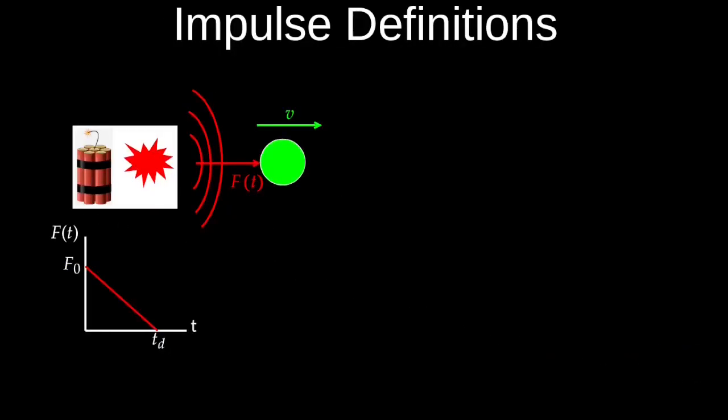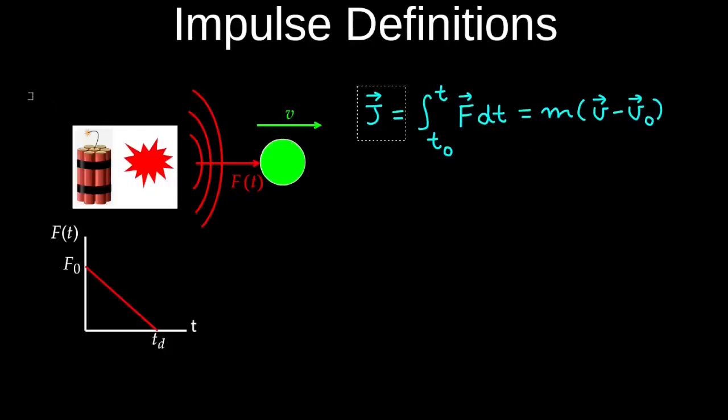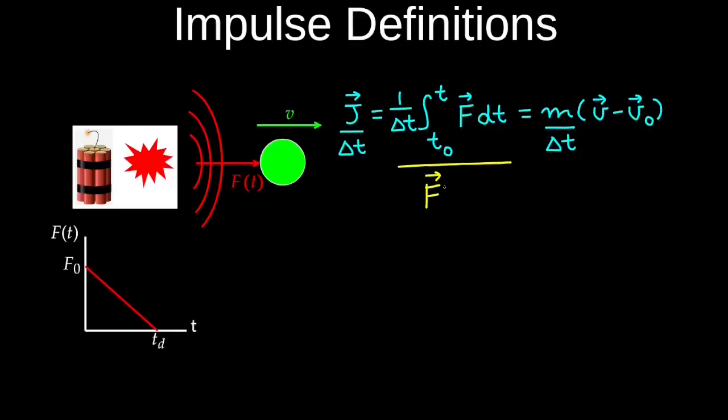We've previously defined an impulse as the integral of a force with respect to time in the context of a particle, and that was equal to the change of the momentum of the particle. Now if we divide this equation by delta t, then by the mean value theorem, this expression is the average force. And then if we multiply through by delta t, we get the following expression.